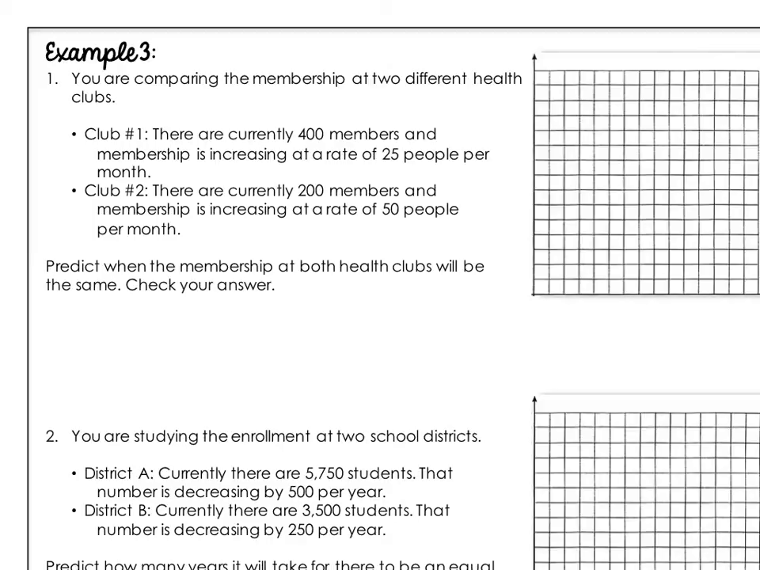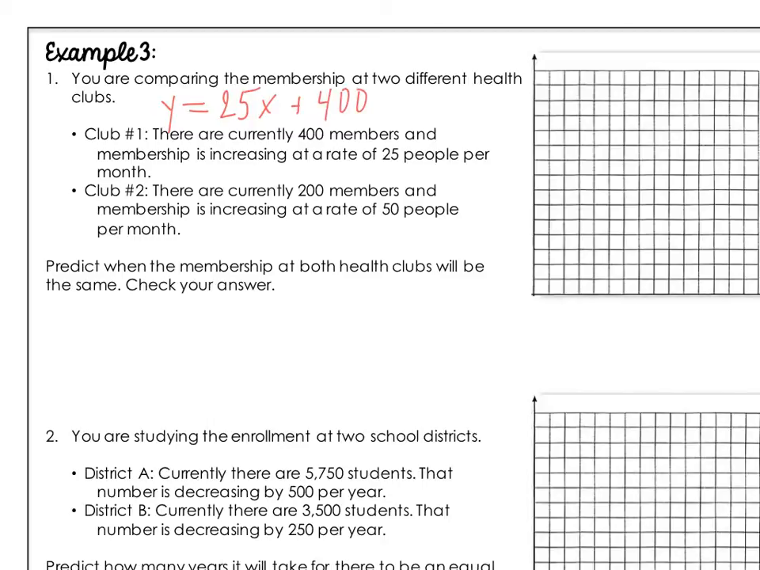Here's our first one, Club 1. There's currently 400 members, and membership is increasing at a rate of 25 people per month. Rate of change, right? It's changing at a rate of 25 people per month. We're starting with some initial quantity, 400, and we're changing 25 people every month. So if we were going to write an equation for that scenario for Club 1, I would say we're changing at 25 people every month, and we have 400 people to begin with.